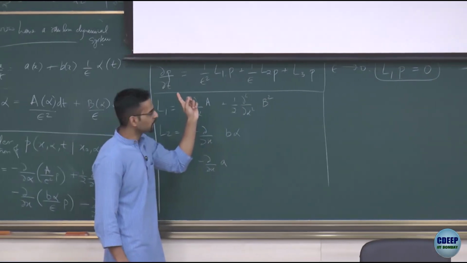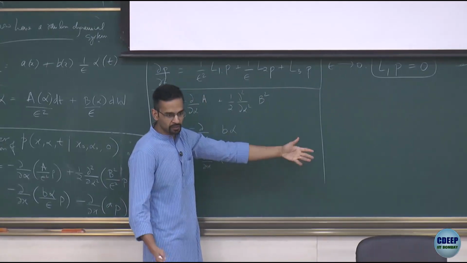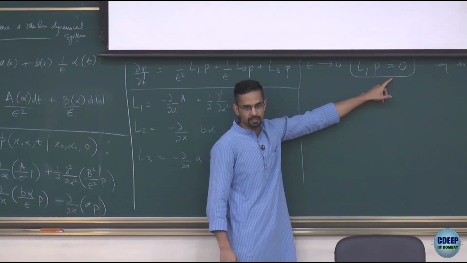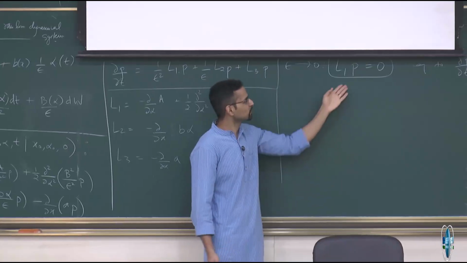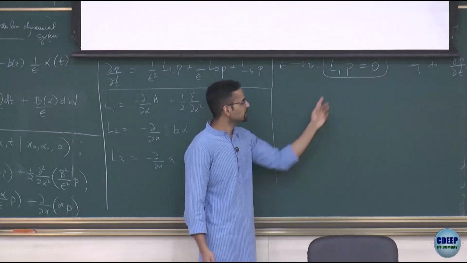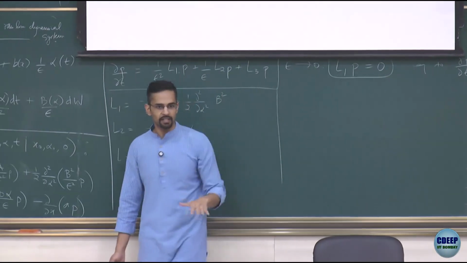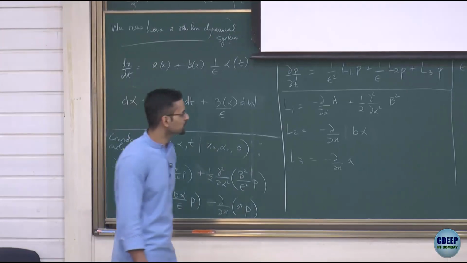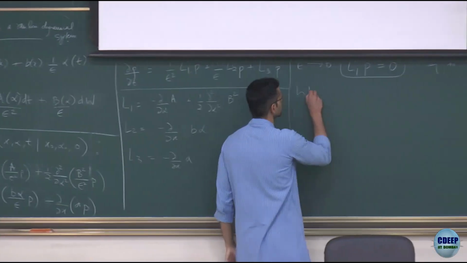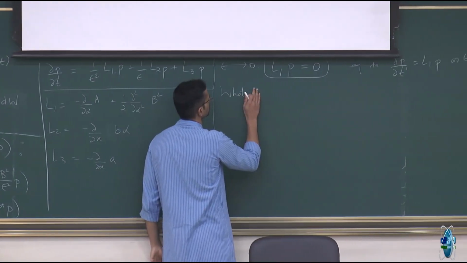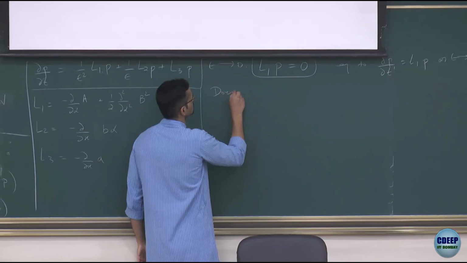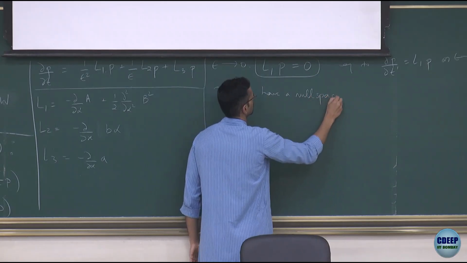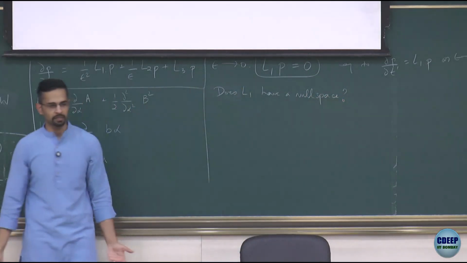And the other way of doing it, which is what I've done here, is to scale with the slow time, putting epsilon to 0 in some kind of perturbation theory. That will give me this problem, L1p equal to 0. And again, I will directly encounter the question of whether it has a null space. If it doesn't have a null space, p will just be 0 at leading order. But if it has a null space, then only p is non-zero as epsilon goes to 0, and that's what we expect. So in either way, the question is: does L1 have a null space?